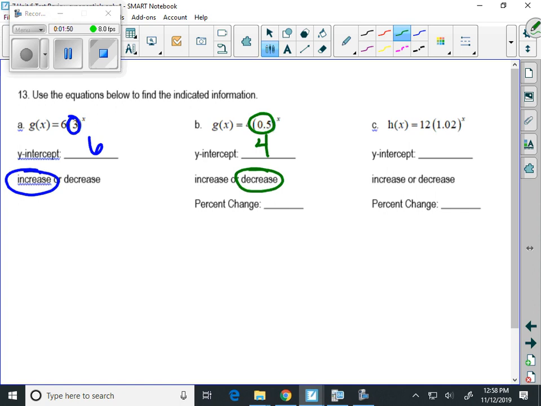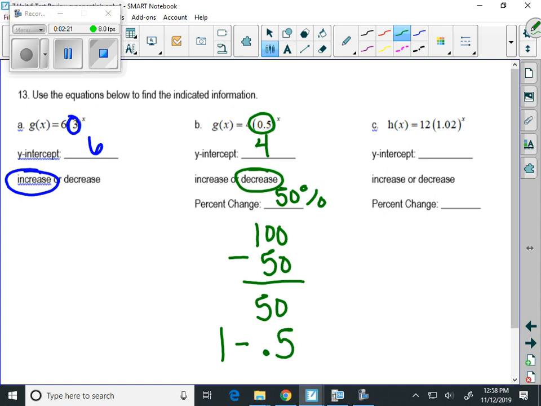And the percent of change. Well, remember I said, when we look at that number, we're looking at, is it above 1 or below 1? And it's below 1. And then frequently what I do is I say, well, what's 100 minus 50? The percent change is 50%. Or how much below 1 is 0.5? So you could have done 1 minus 0.5, which also gives you 0.5, and I just converted it into a percentage.